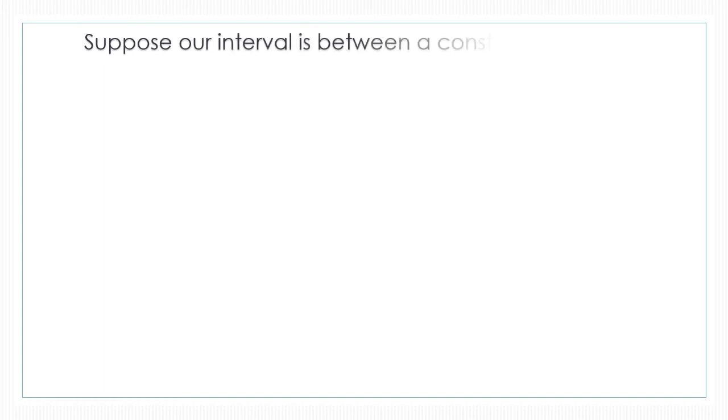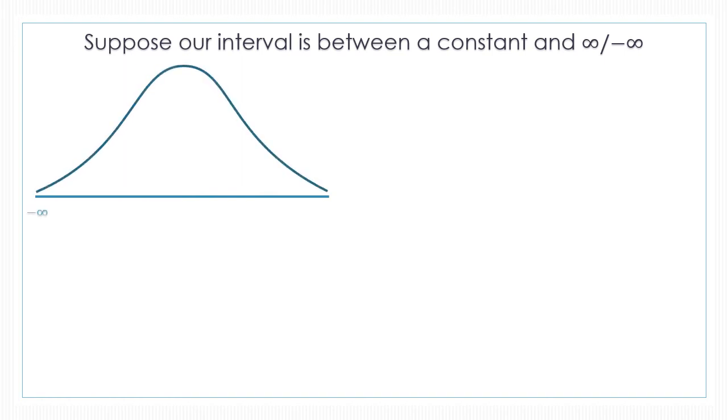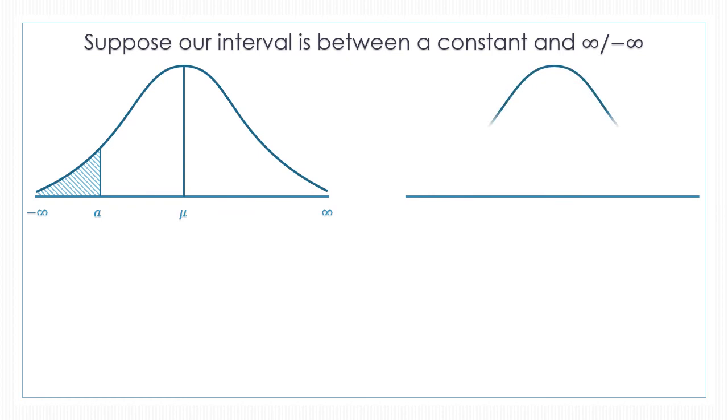Now suppose our interval is between a constant and infinity. Let me show you the figure itself. This is A, and I am highlighting the part from negative infinity to A. And then this is another figure where I am highlighting the part from b to positive infinity.